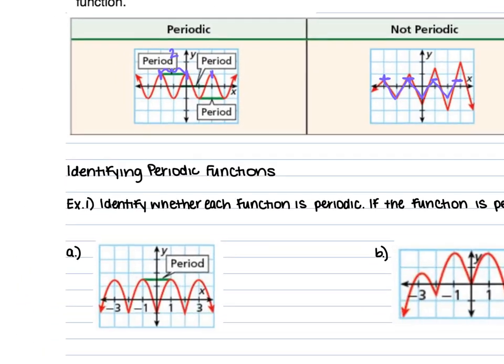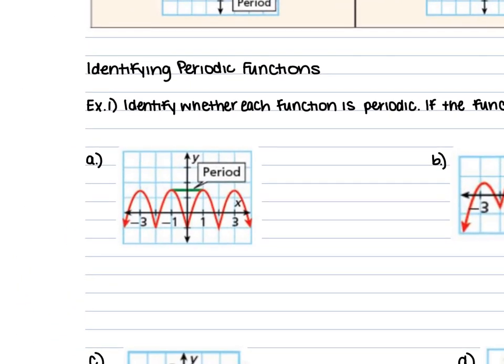If we look at example 1, we're identifying whether each function is periodic, and if the function is periodic, we're giving the period. So for A, we have a period here because we start in one place, we end, and then it literally picks back up and does the same exact thing. What you'd be able to do, which I can't show you here, but I can show you in Notability when we do your actual notes together, is take that period, copy it and duplicate it, and move it to where it picks back up, and it should be exactly the same.